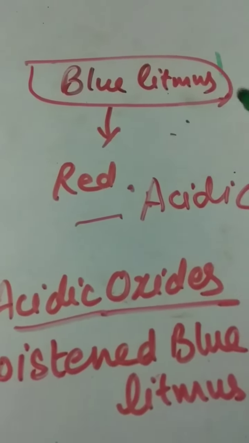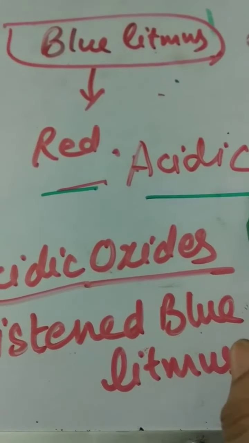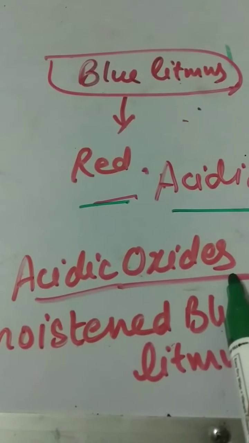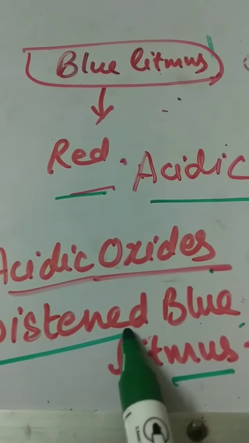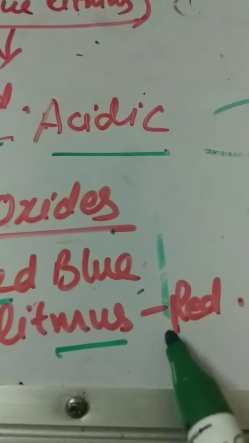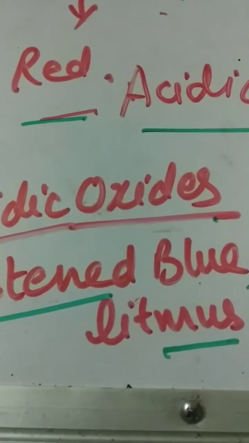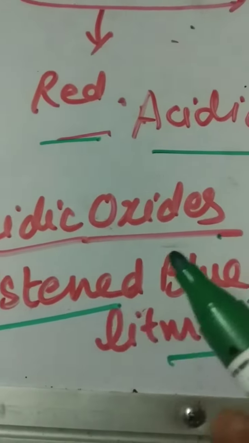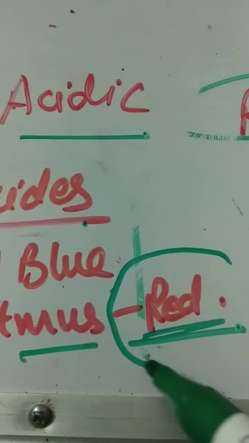We know blue litmus changes into red when we put that litmus paper in an acidic solution. Similarly, with acidic oxides, when we put moisture on blue litmus, that is, we add some water over it, the litmus paper changes to red color. Instead of litmus paper, we can use litmus solution also. We can put drops of this acid, then the color of that solution becomes red.